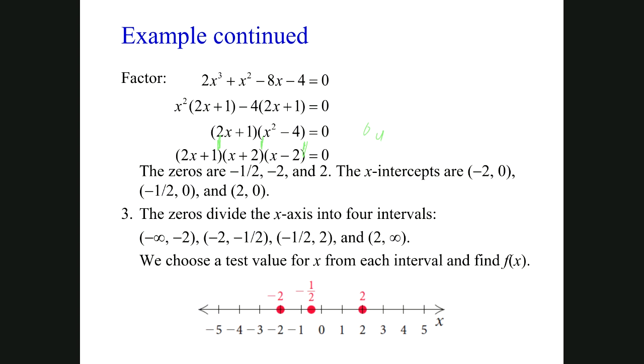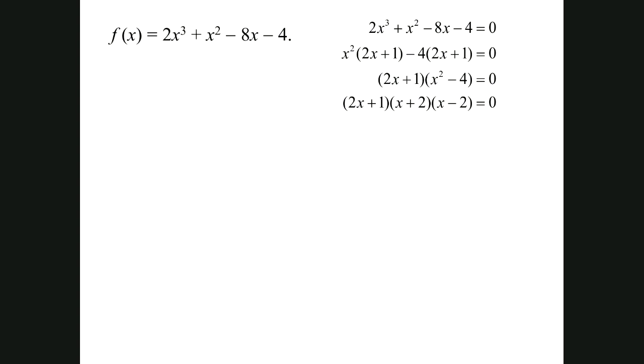Odd power means they're going to be all crossing. So at each point, this is going to be crossing in here. And then I also have a y-intercept. So what's my y-intercept? F of 0, that's the y-intercept. That's (0, -4), right? So we look at this one right here. I'm going to be able to do this one by hand without using the calculator, right?